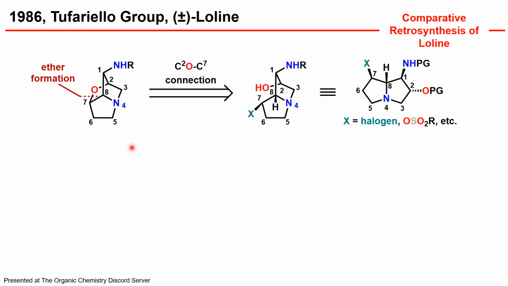Okay, great. So we're going to talk about the first synthesis first, by the Tufariello group. I don't know how it's pronounced. They did a racemic synthesis of Loline. And so you see that they started with the disconnection that we had earlier discussed. And so you can see that I inverted the stereocenter, right? Because there was SN2 occurring at it.